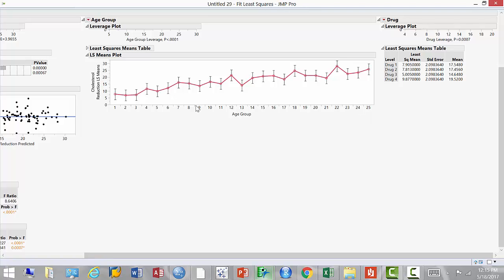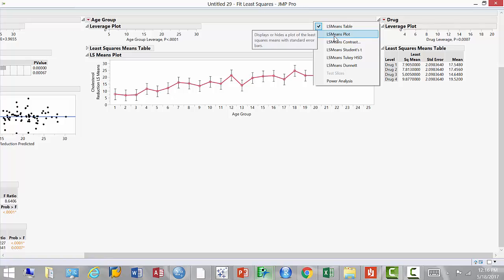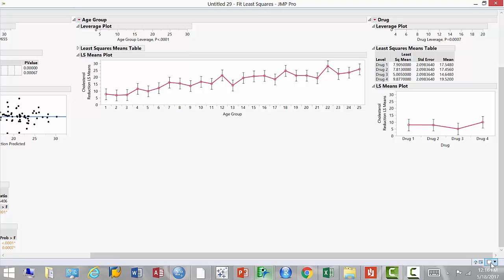But all I can say is, as I change my test patients, test subjects, from groups, starting from group 1 and all the way through group 25, what happens in terms of the drug effectiveness? It goes up, right? Because people lose more and more cholesterol. So whatever happens in these groups from 1 through 25, the drugs are actually working better and better. So that's what this plot tells me. Now let's take a look at the drug plot. Same thing. I'm going to ask for the least squares mean plot. And here is the plot.